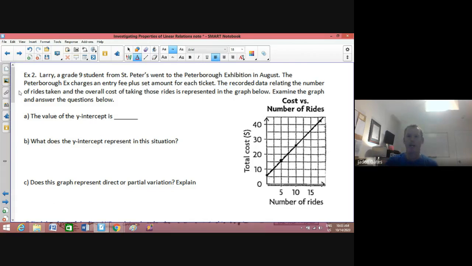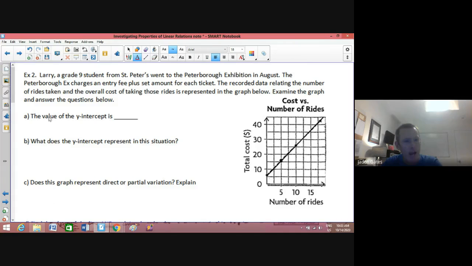The recorded data relating the number of rides taken and the overall cost of taking those rides is represented in the graph below. Here we go. Examine the graph and answer the questions below. So this, again, is a very key day because we're going to go through some very important concepts of coming up with an equation for a linear relation.